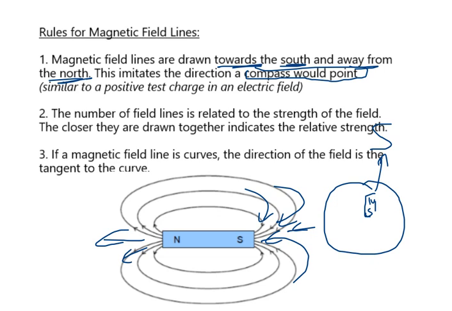Okay. You know how we had to pick just a positive test charge for electric fields? We just had to pick one. So we just said, what would a north do? North gets attracted to south and away from north.